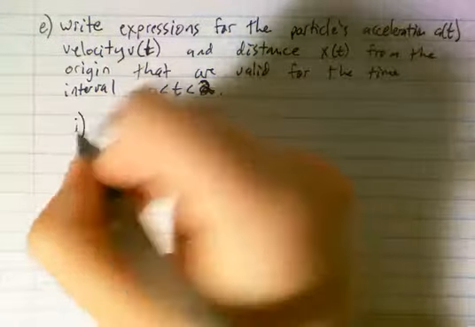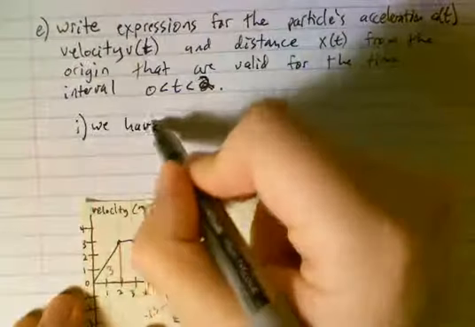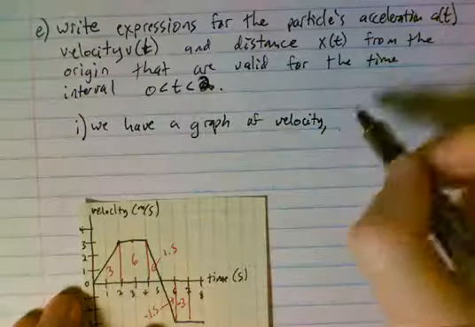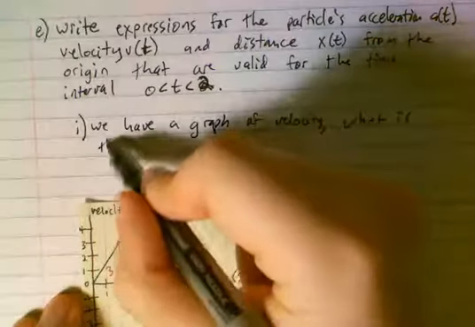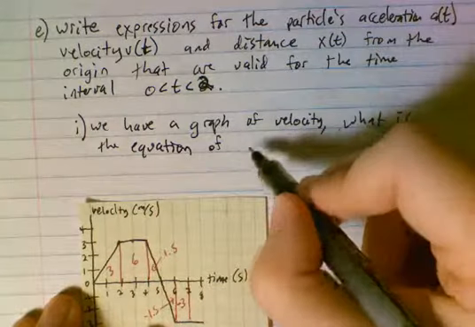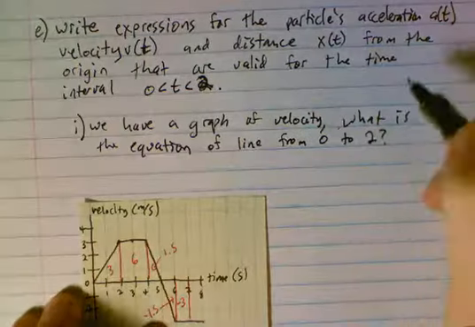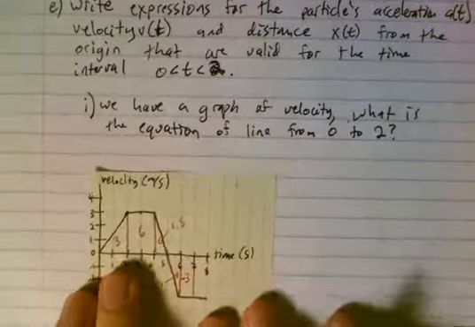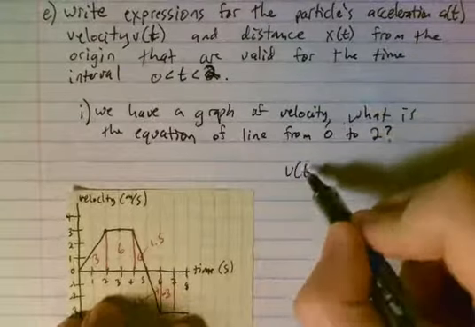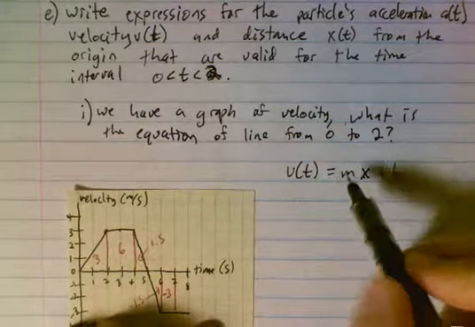Let's see what we've got. So first things first, we have a graph of velocity. What is the equation of the line from 0 to 2? Let's go ahead and write this in y equals mx plus b form, or v of t equals mx plus b. First thing that we want to know is our slope.